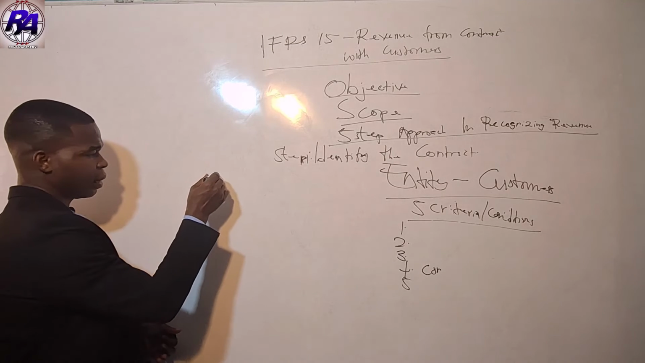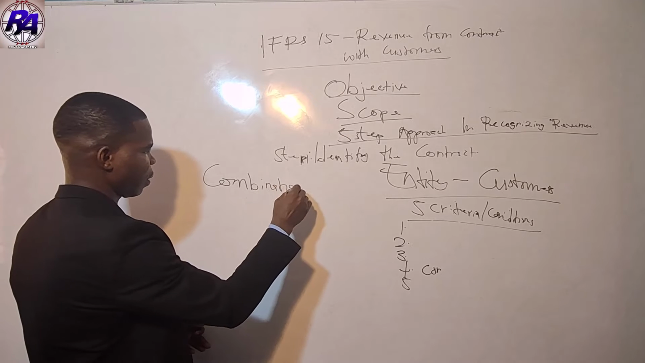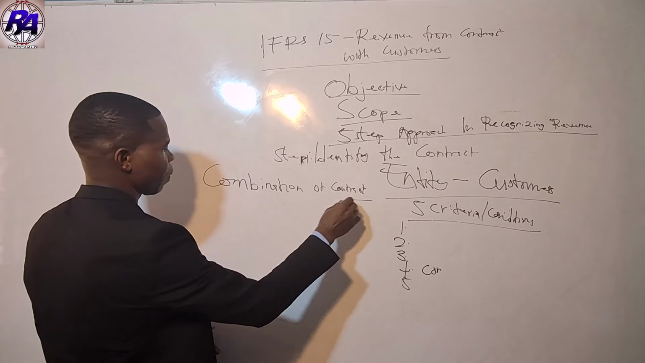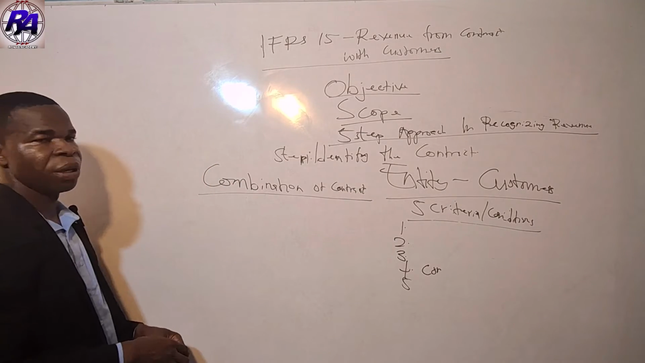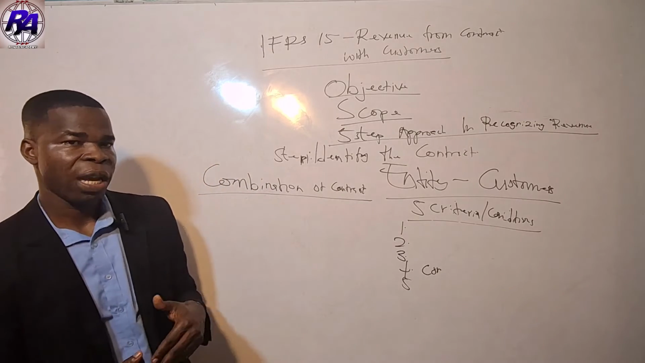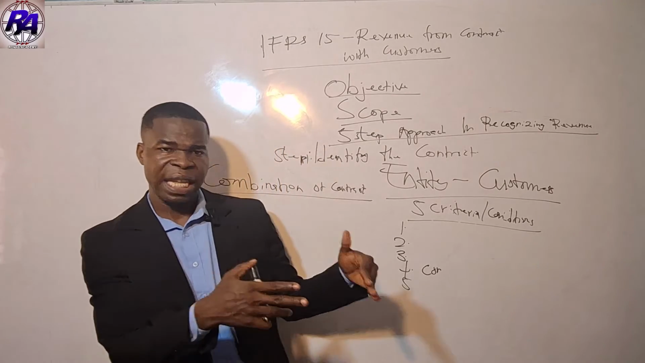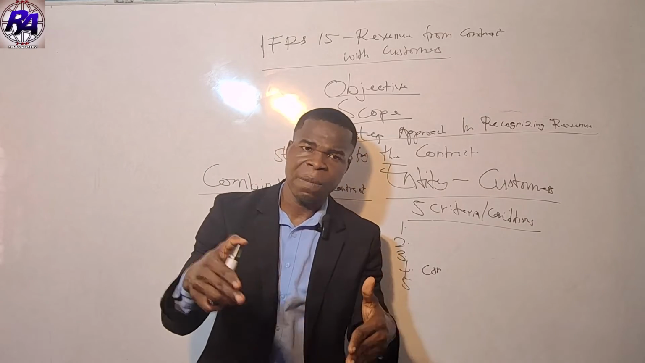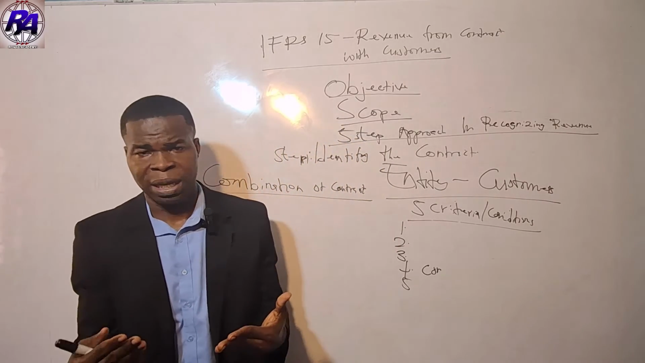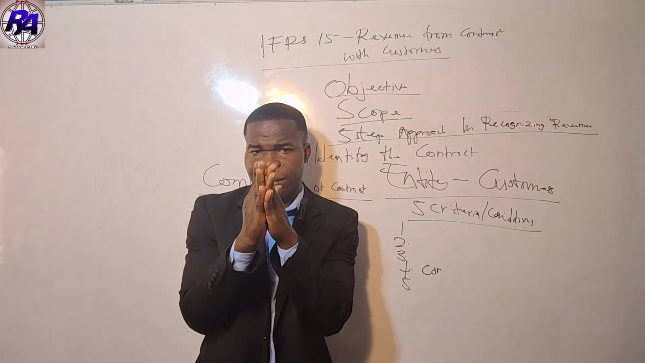Now let's look at the next item, which is combination of contract. We are still under step 1, combination of contract. There are sometimes where an entity will enter into a contract at or near the same time with the same customer or a related customer. Then the standard allows that you can combine such contracts and perform them as one.